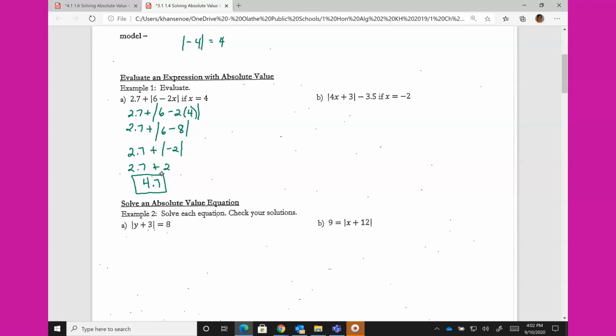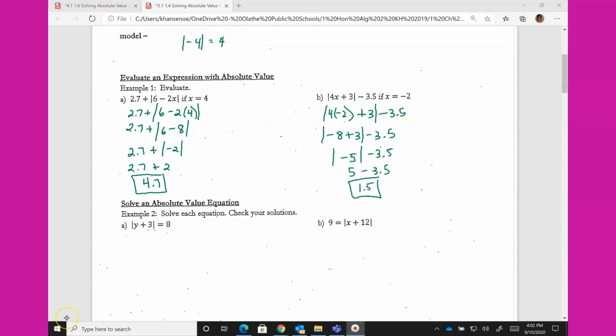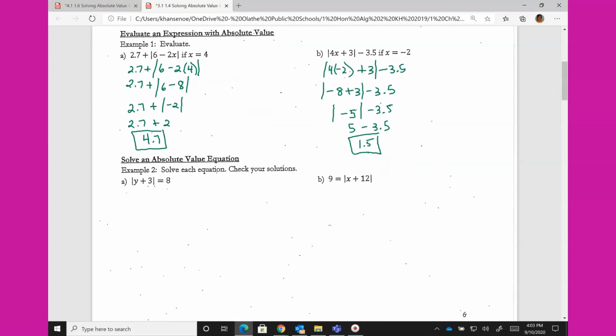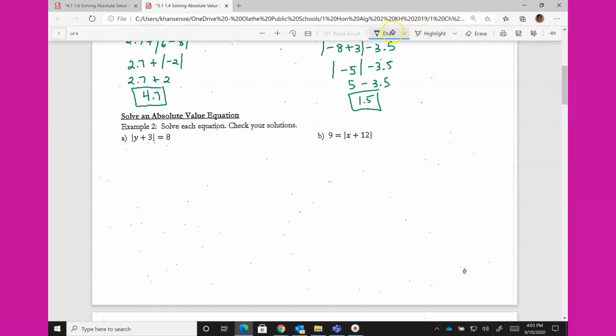Okay? On the second one, I'm plugging in negative 2. So absolute value of 4 times negative 2 plus 3, absolute value, minus 3.5. I want you to go ahead and work that, and I'll come back. All right, so hopefully you see that your answer is 1.5 and that you have worked the exact same way I have, and you've done your steps.